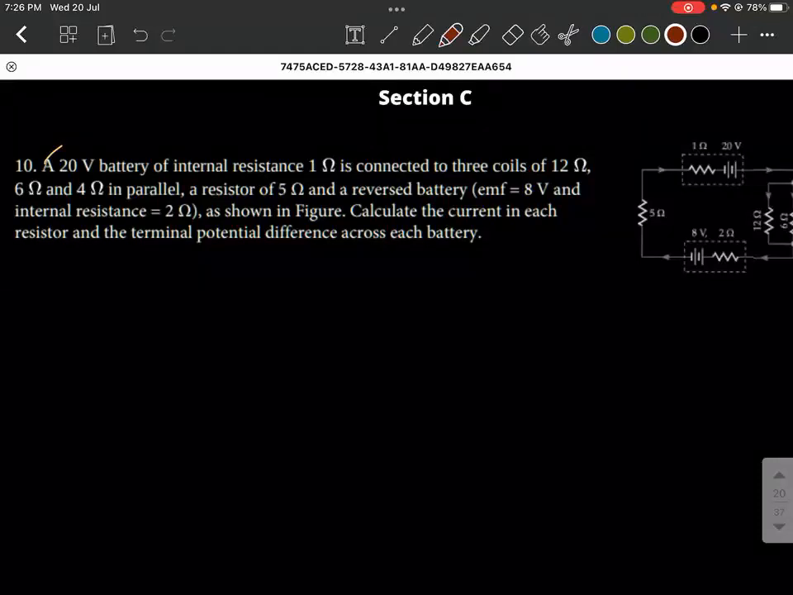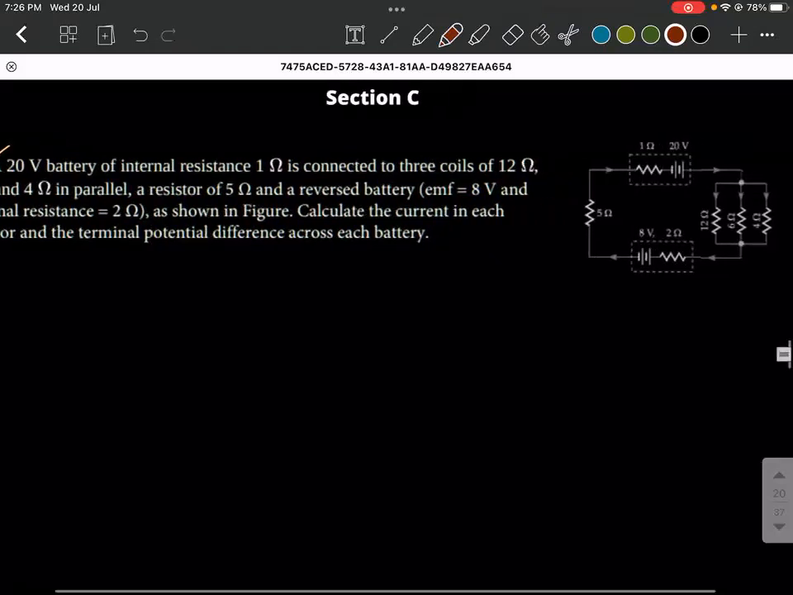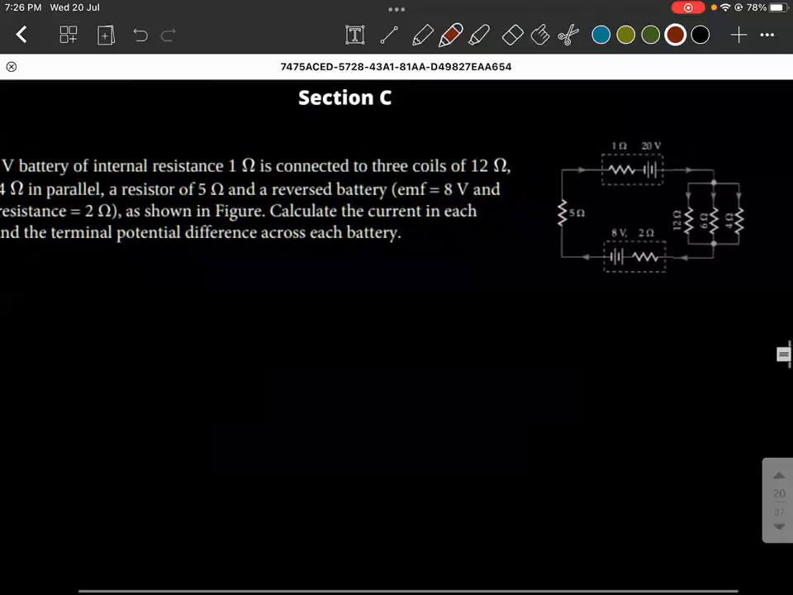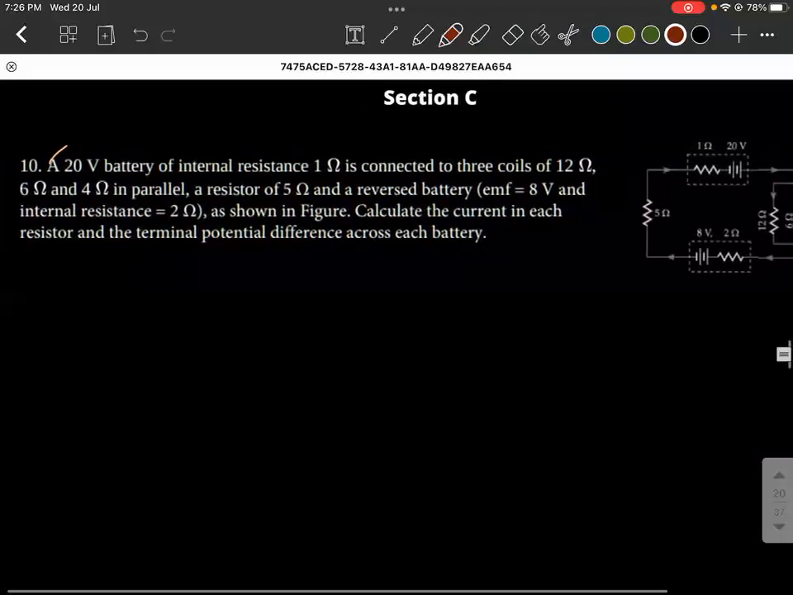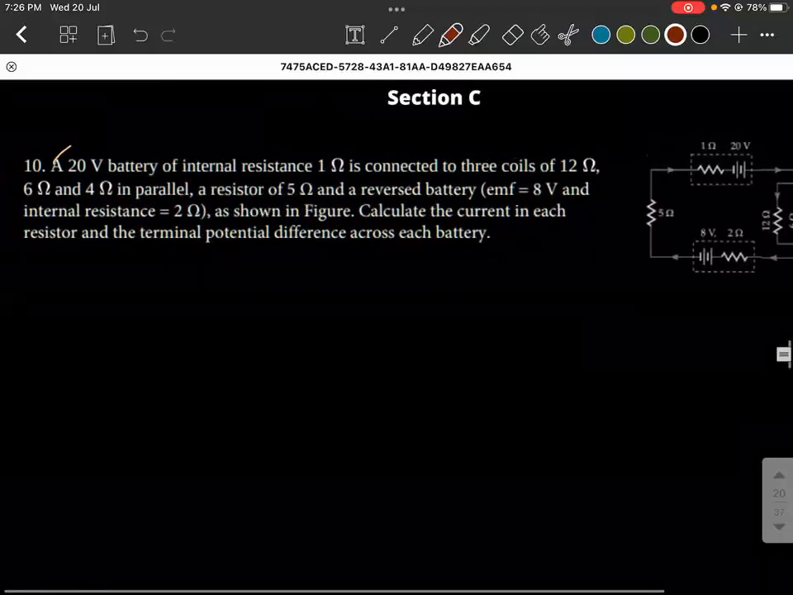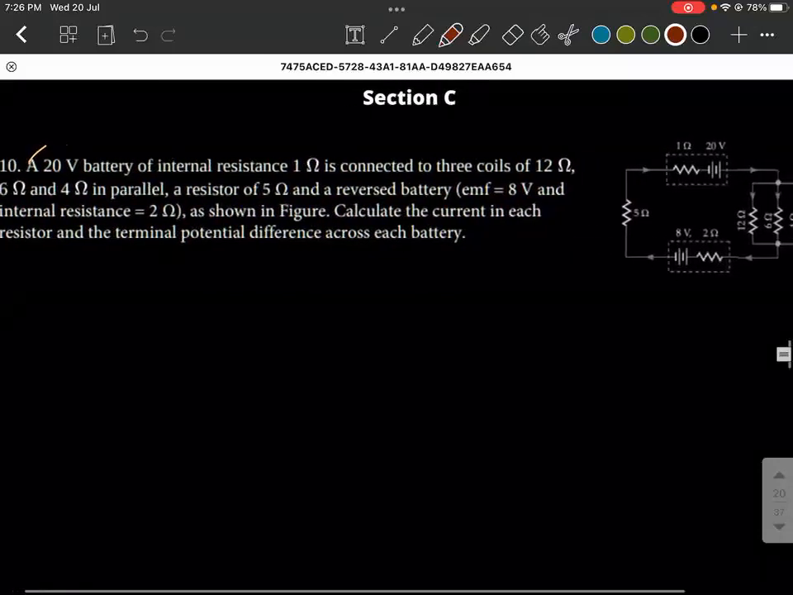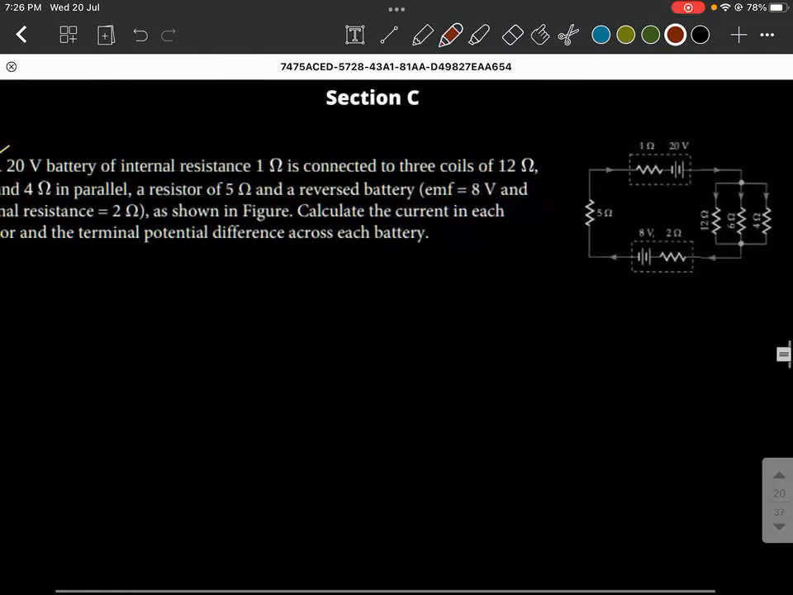Next is: there is a 20-volt battery of internal resistance 1 ohm connected to 3 coils of resistance 12 ohm, 6 ohm and 4 ohm in parallel. A resistor of 5 ohm and a reverse battery of EMF 8 volt and internal resistance 2 ohm are shown in the figure. Calculate the current in each resistor and the terminal potential difference across each battery.